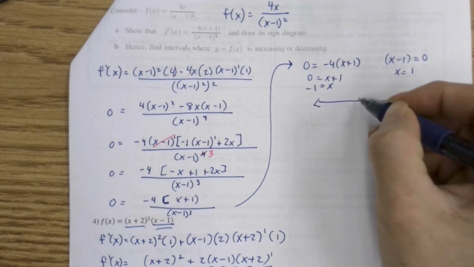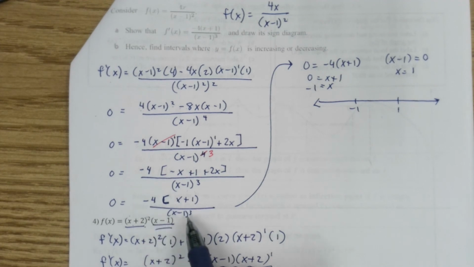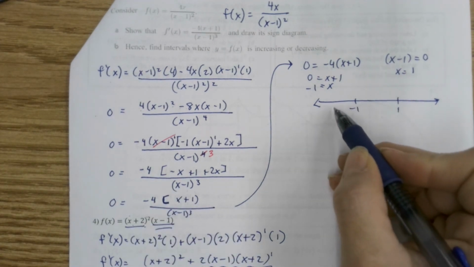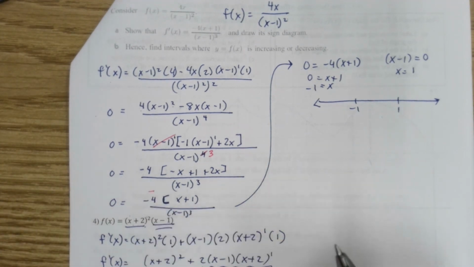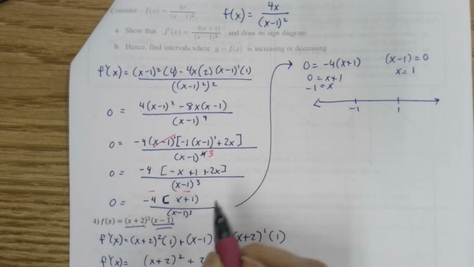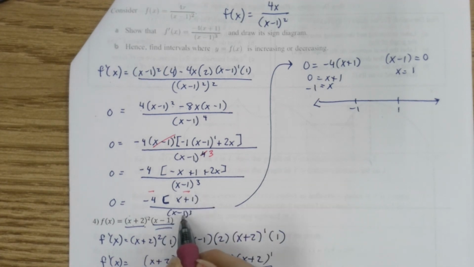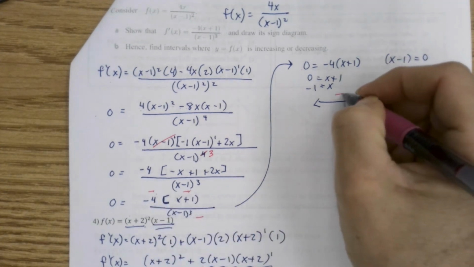So on our sign diagram, we're going to plot both of those. And when we plug numbers back in, we're going to substitute into this simplified factored form. So I'm going to substitute a negative 2 in. This negative 4 is always going to be a negative. Negative 2 plus 1 is negative. Negative 2 minus 1 is negative, cubed is a negative. Negative times a negative over a negative is a negative.